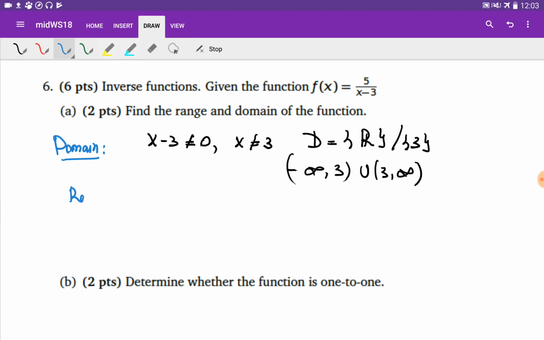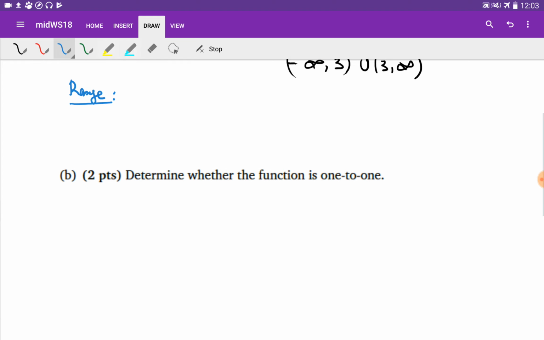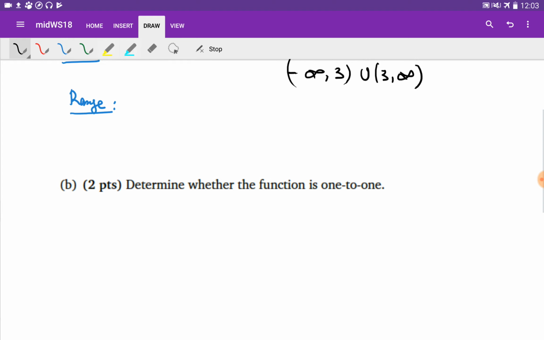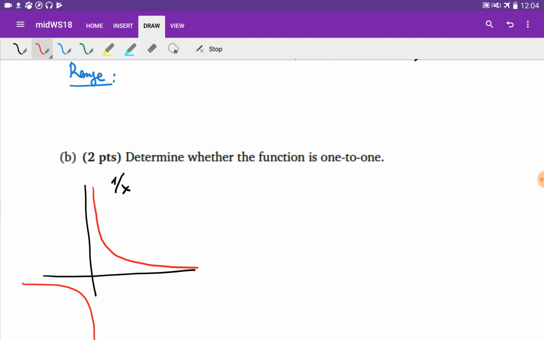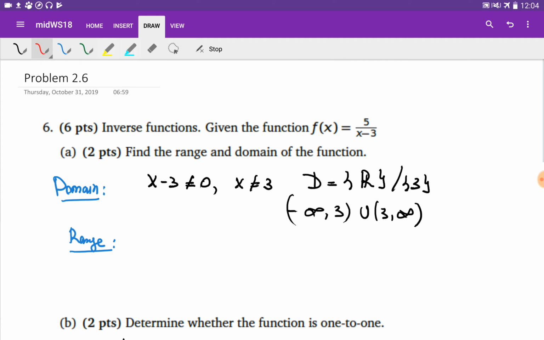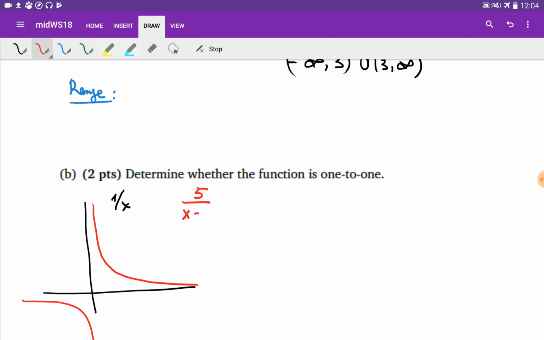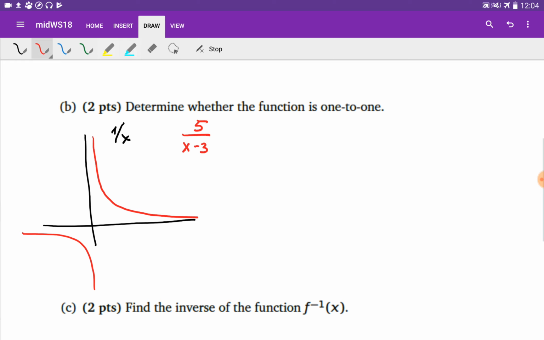So in order to find the range, we first need to find the inverse of this function. It is clear to me that this function is 1-to-1 because this is very similar to 1 over x. The graph of 1 over x would be like this, right? And 5 divided by x minus 3 can be obtained from this function. I just need to move this function 3 units right and make it 5 times bigger, basically. But at the same time, it's still going to be a 1-to-1 function.